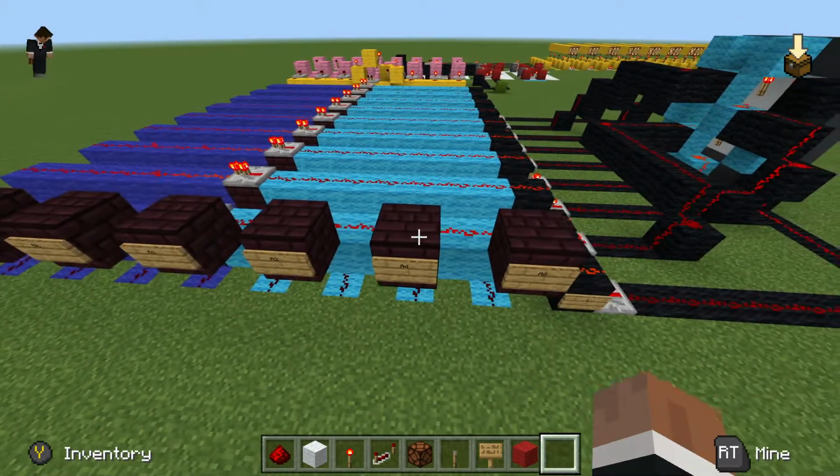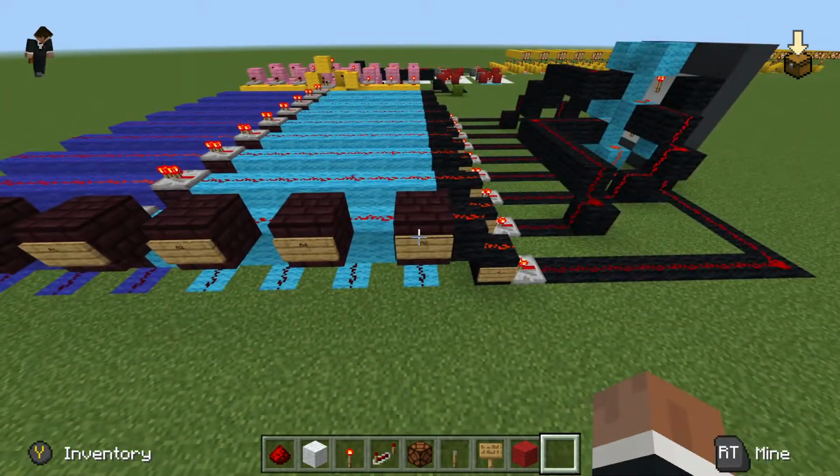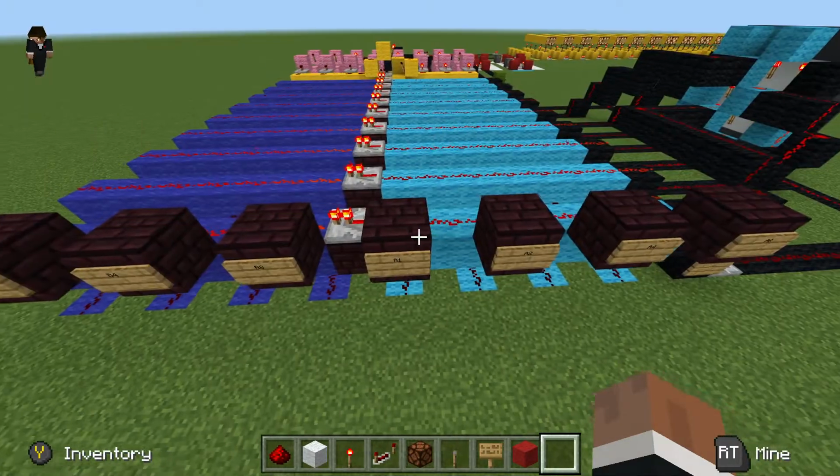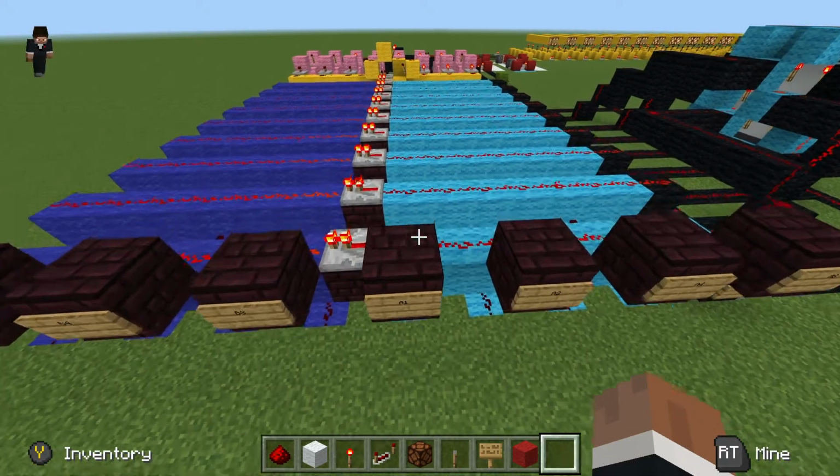6 is 4 plus 2. 7 is 4 plus 2 plus 1. 8 is right here. And then 9 is 8 plus 1. So you can make any of the numbers out of these combinations.